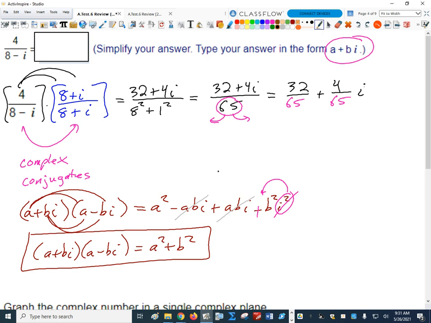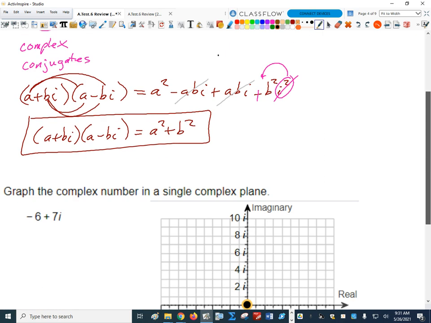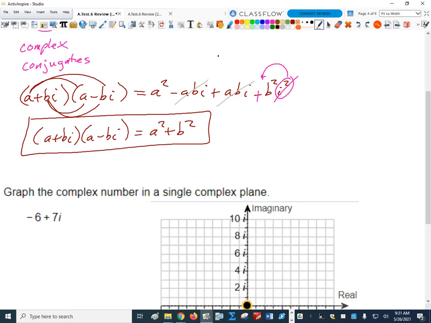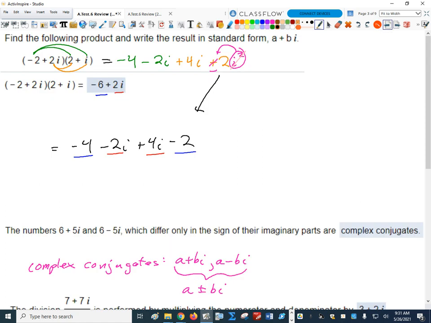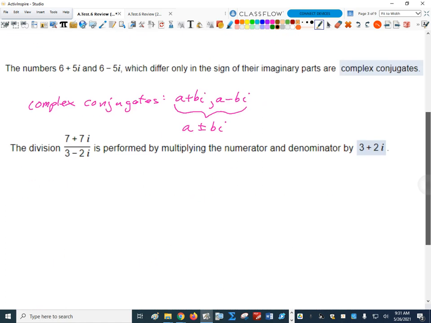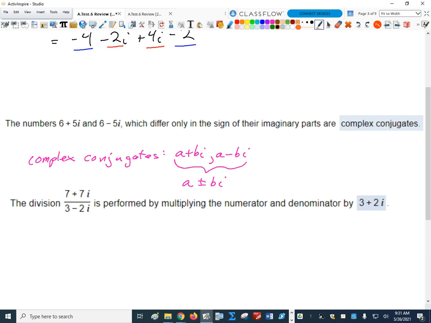No, because of the complex conjugates. I see what you're saying. With complex conjugates, the real part is the same. It's the imaginary part that changes sign. See what I'm saying? If we go back to that last page, look right here. The numbers 6 plus 5i, positive 6 plus 5i, and positive 6 minus 5i. The 6 is positive both times, right? Those are called complex conjugates. The only thing that changes is the sign of the imaginary part. Okay? Does that make sense?